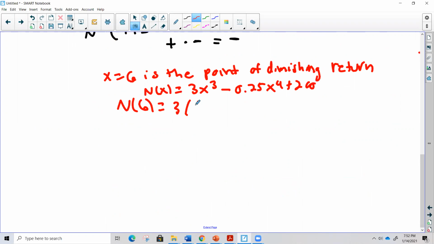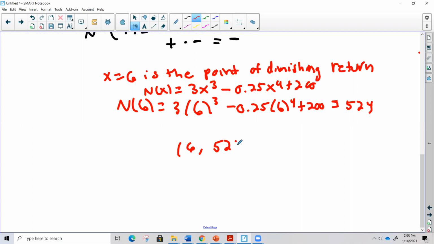And so I would have 3 times 6 cubed minus 0.25 times 6 to the 4th plus 200. And so I would evaluate that. I just typed it into my calculator to find it, and I get 524. So the technical point is 6 comma 524. On the online homework, just pay attention to how they ask you to answer it, whether it's giving the x value or the actual point.